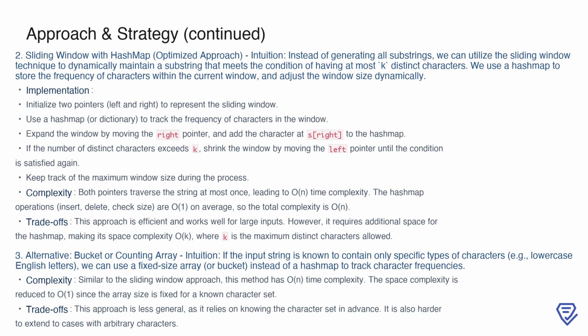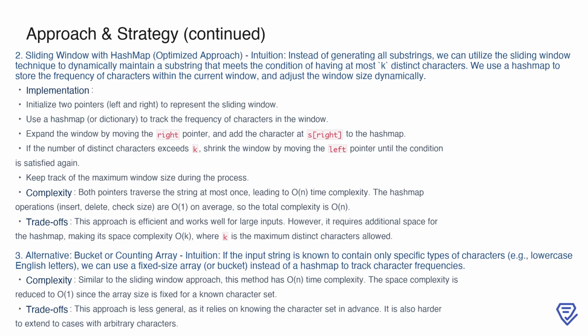A much more efficient solution involves the sliding window technique combined with a hash map. This approach builds on the idea of maintaining a dynamic window that satisfies the condition of having at most k distinct characters. Instead of generating all substrings, we dynamically adjust the window size as we traverse the string.